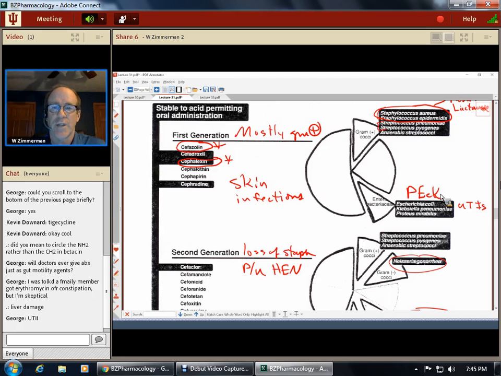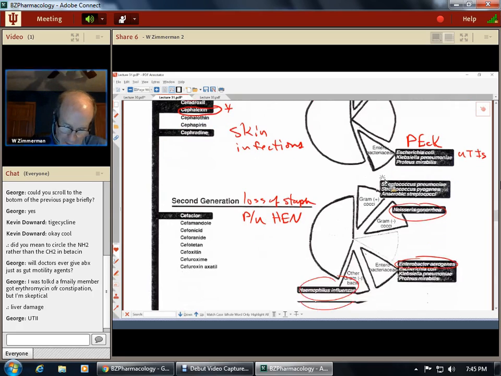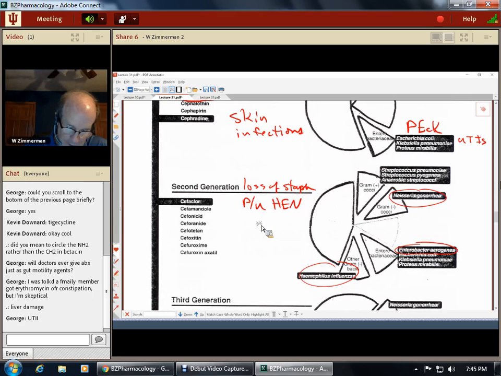So what have we got with the second generation? We picked up HEN, and we've kept Proteus, E. coli, and Klebsiella. So the second generation have HEN PEcK. It helps a little bit, I know. So what we basically see here, though, is we've lost our staph. We get some gram-positive, some gram-negative. Sort of a mix.